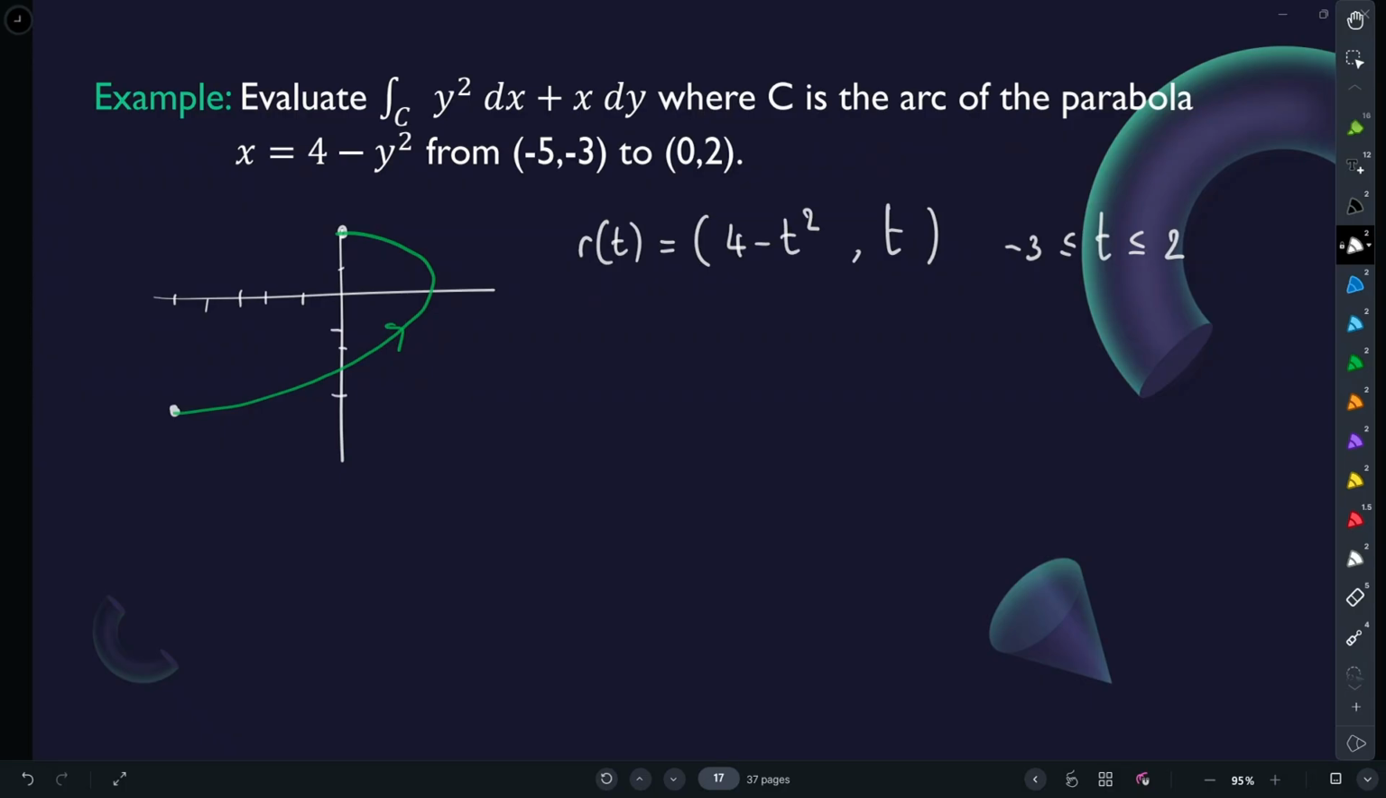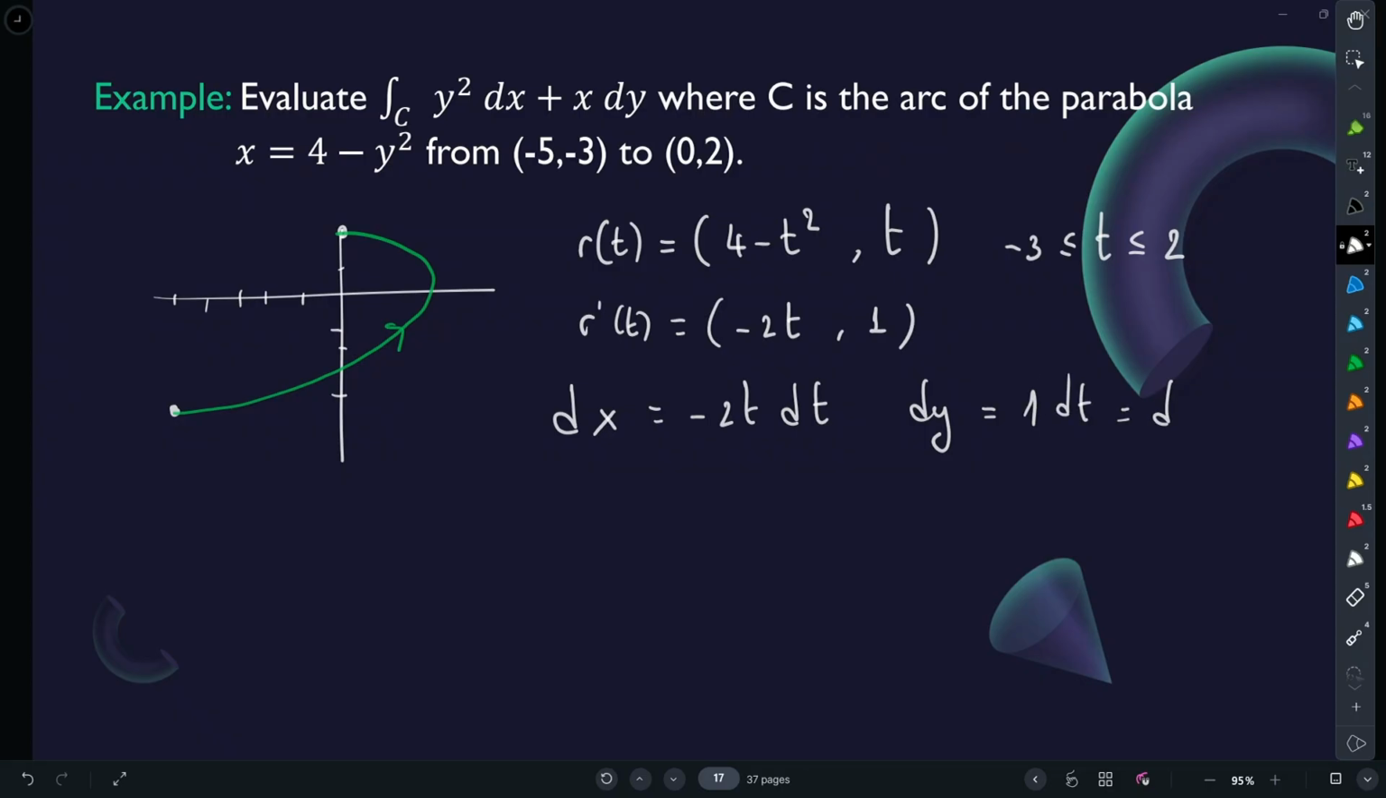Okay? What is the derivative vector? The derivative vector, the tangent vector, is -2t, 1. So that tells me that the differential dx is x prime times dt. So this is -2t dt. And the differential with respect to y is y prime, which is 1 dt. So it's just dt. So now I can interpret my integral.